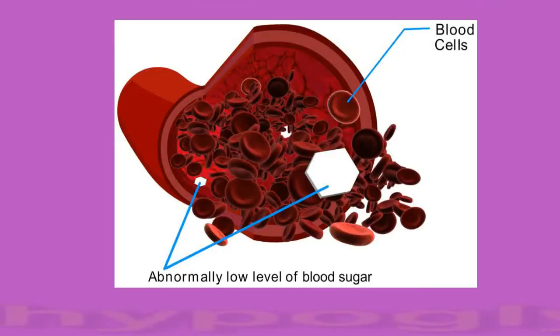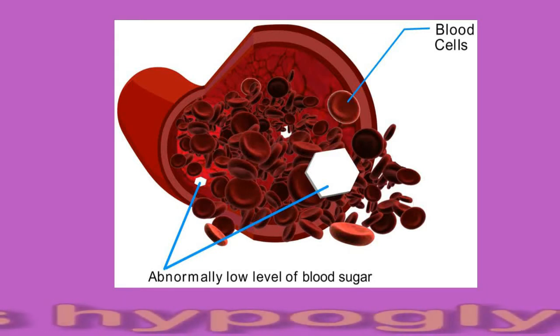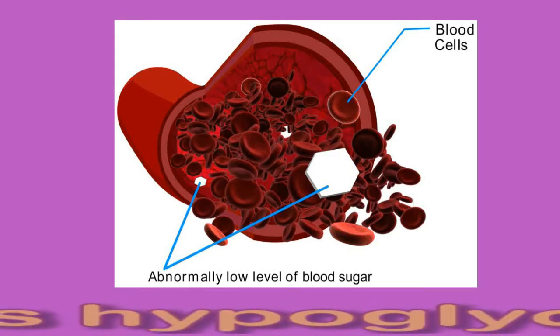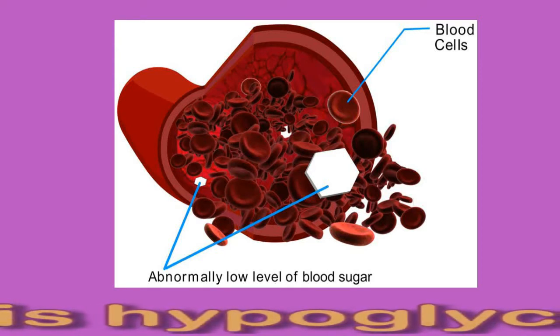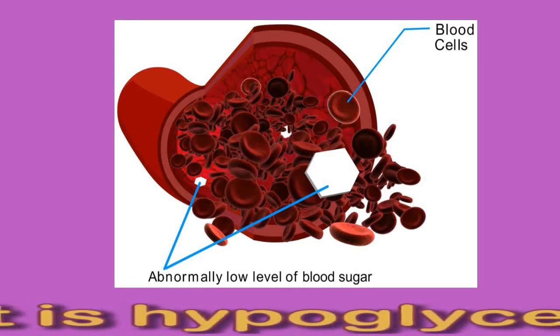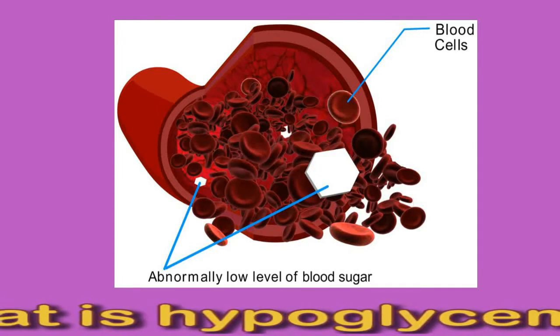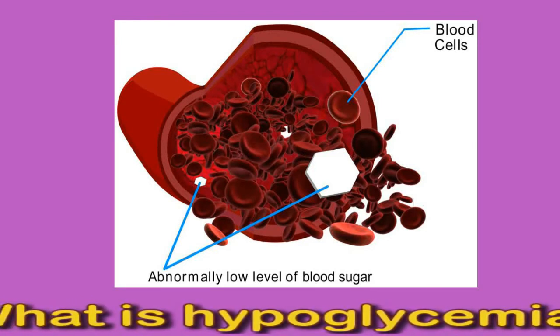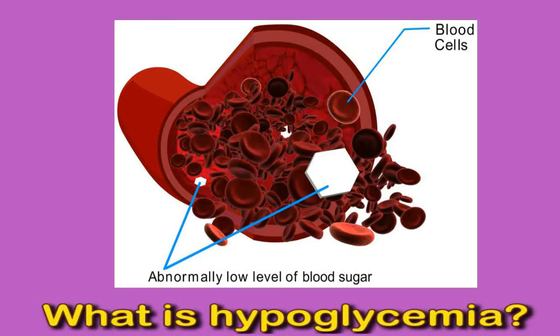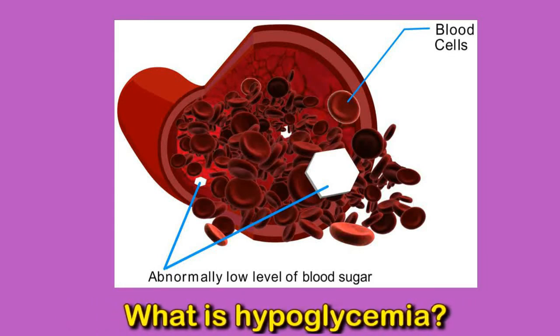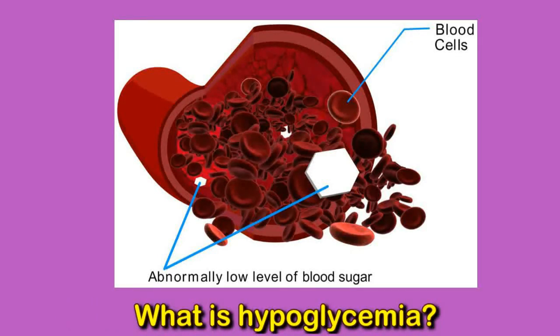What is hypoglycemia? Hypoglycemia occurs when blood sugar levels drop below 70 milligrams per deciliter. Severe hypoglycemia can be life-threatening if a person does not receive treatment. Treatments focus on returning blood sugar to safe levels. Blood sugar or glucose is the body's primary source of energy. When levels fall too low, the body does not have enough energy to function fully.